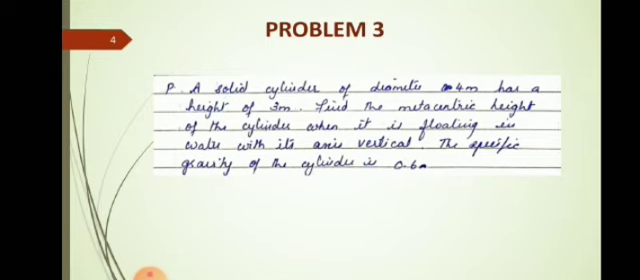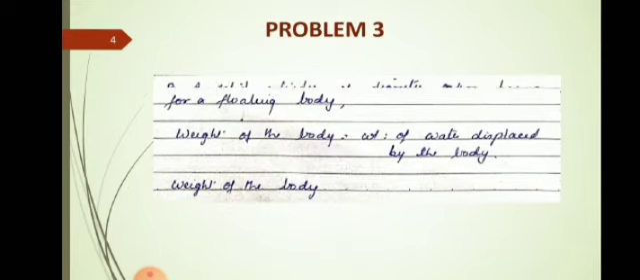A solid cylinder, you have a solid cylindrical shape body and it has a diameter of 4 meter and a height of 3 meter. Find the metacentric height of the cylinder when it is floating in water with its axis vertical. So it is floating in water and you are asked to find out the metacentric height. The specific gravity of the cylinder is given as 0.6.